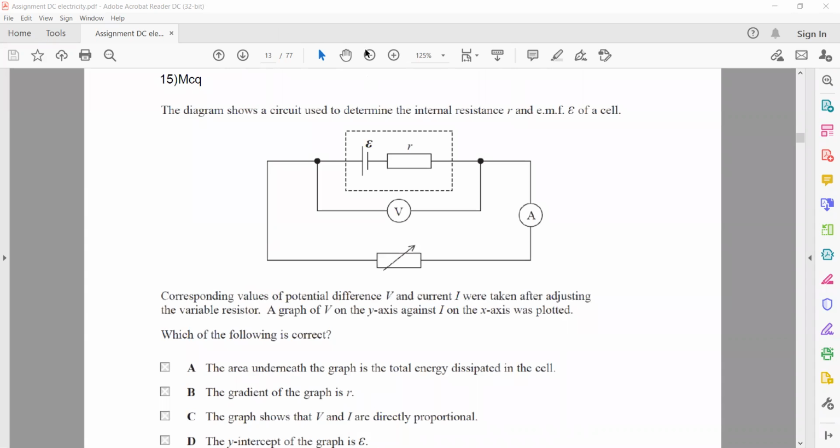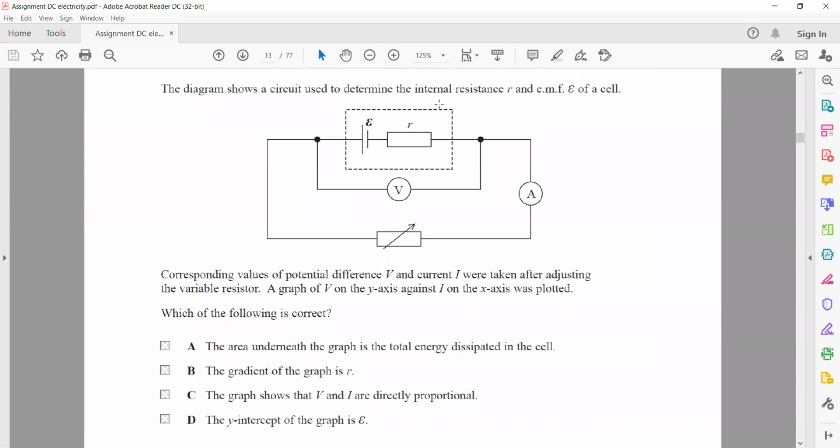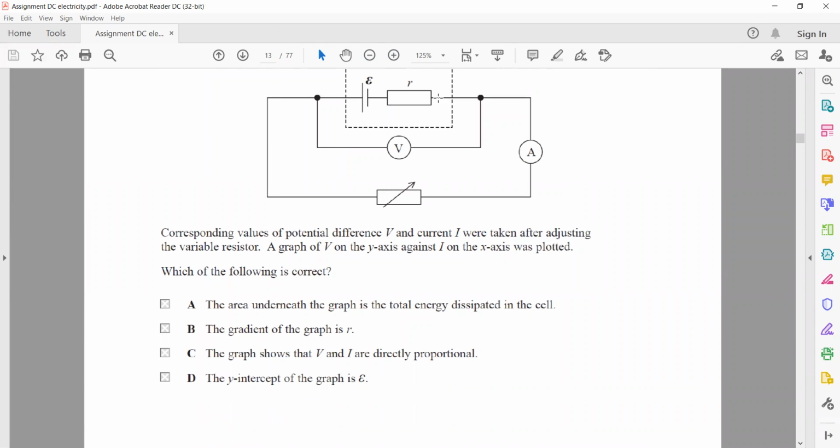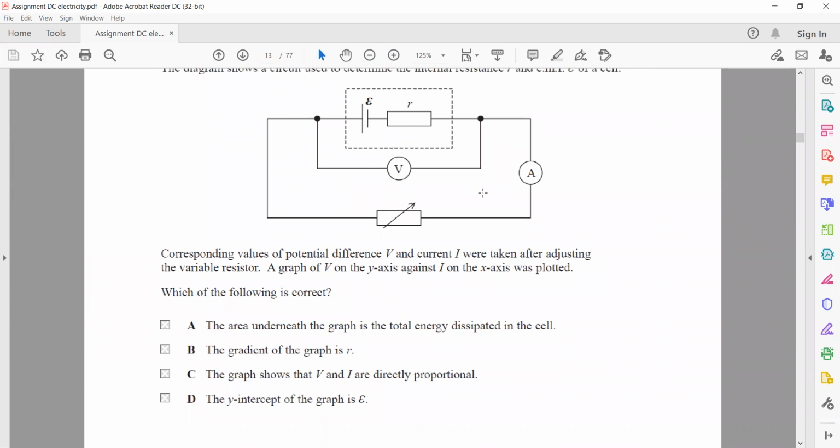In question 15, the diagram shows a circuit used to determine the internal resistance and EMF. Corresponding potential V and current I were taken and adjusted. A graph was plotted with V on the y-axis and current on the x-axis. So this time the current is on the x-axis and voltage is on the y-axis. Which of the following is correct?